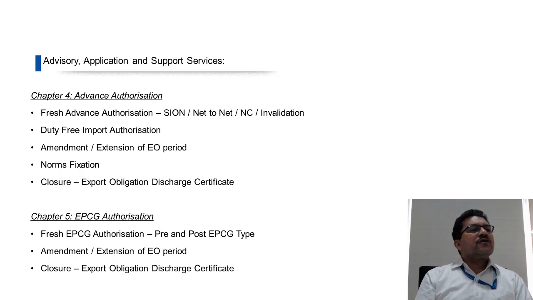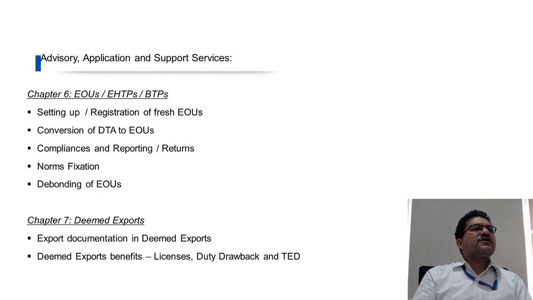Amendment, again, to that EPCG scheme or authorization with what one obtains, and extension of the export obligation, which also happens in cases where I have thought that I will be able to export X, but I am able to do only 0.2x or 0.5x, then I need to get the time for export obligation to be extended. Like the earlier advance authorization scheme, the closure of the EPCG scheme is a very important aspect and ensure that one gets a discharge certificate on that.